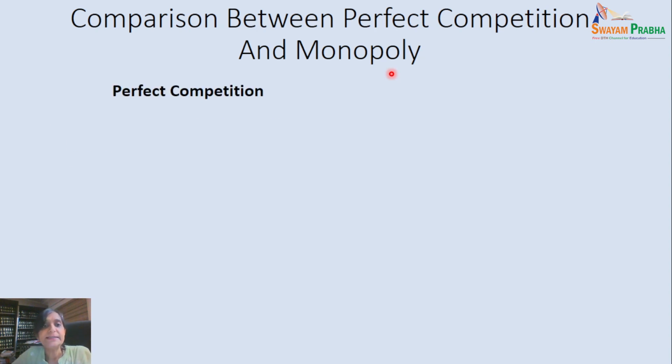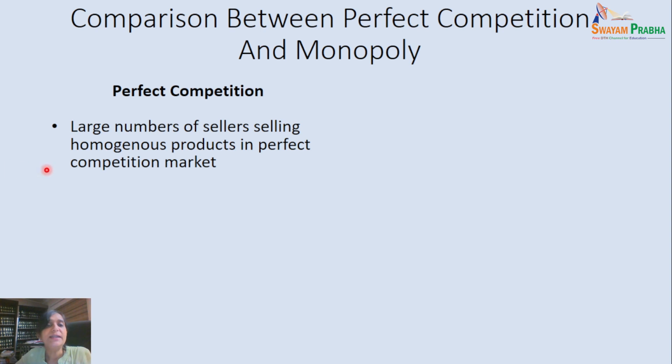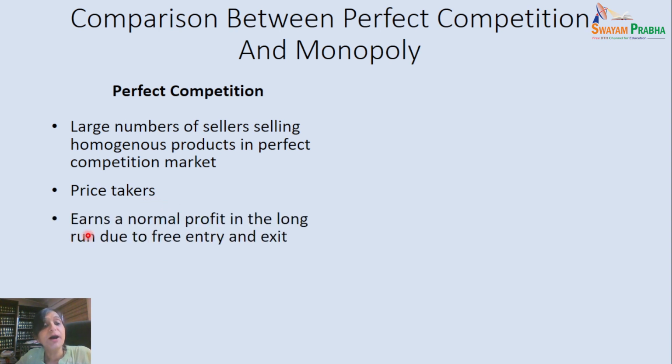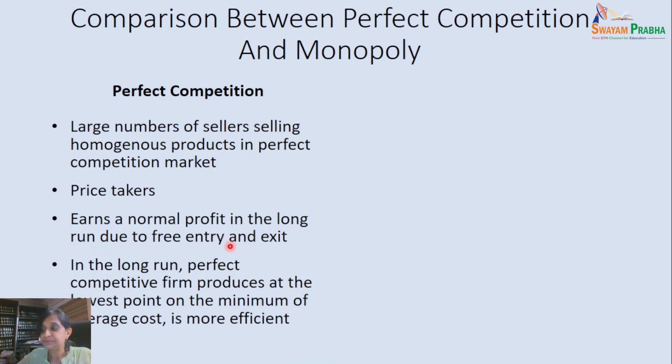Let us understand this. In perfect competition, you had a large number of sellers selling homogeneous products. All the firms were price takers. The firms earned only normal profits in the long run because there was freedom of entry and exit. Then in the long run, we said the firm produces at the lowest point of the average cost curve. Therefore, the firms become more efficient.